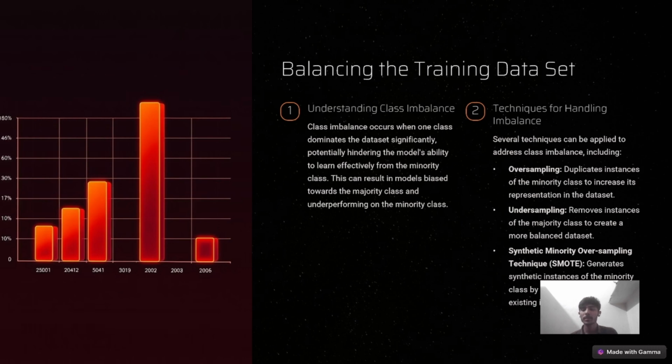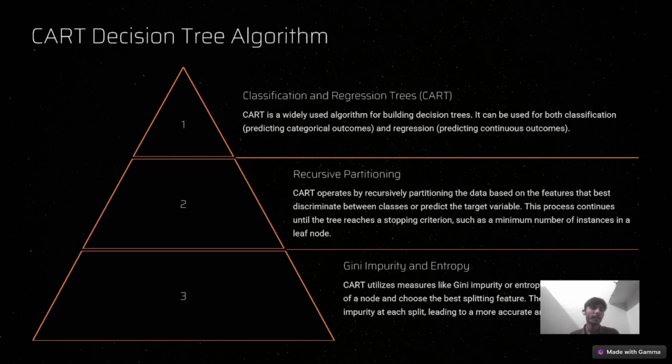Next, the synthetic minority oversampling technique. It generates synthetic instances of the minority class by interpolating between existing instances. Next is the CART decision tree algorithm. Classification and regression tree, CART, is a widely used algorithm for building decision trees. It can be used for both classification and regression.